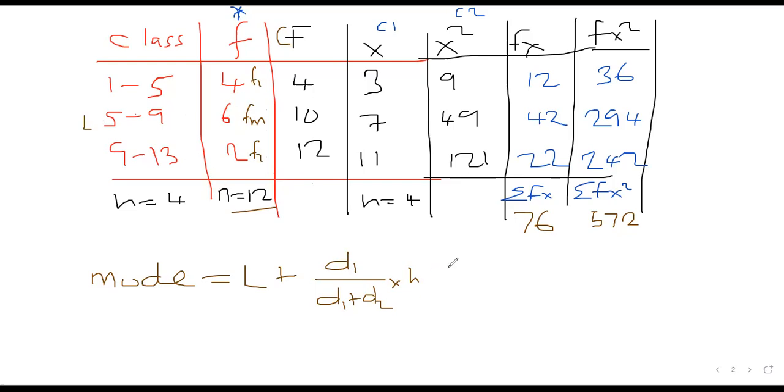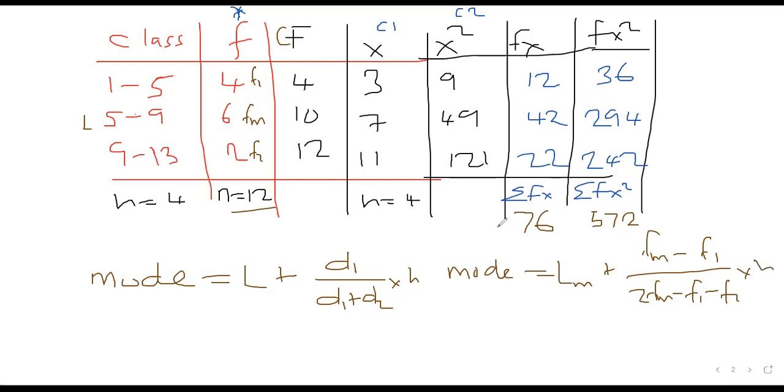So some books will give you mode as Lm plus Fm minus F1 over 2Fm minus F1 minus F2 times height. To follow what I've given you there. But the easiest for undergraduates is this. So let's follow this for now.